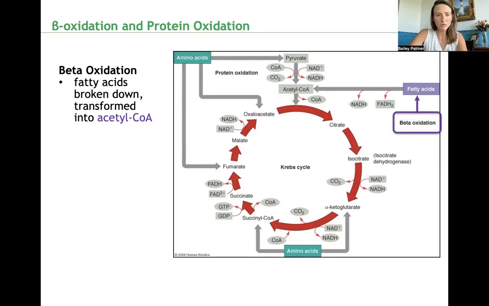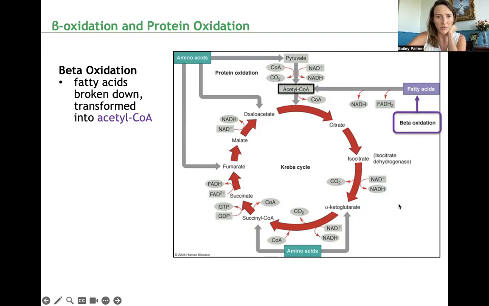For beta oxidation, we'll talk about the process of taking fatty acids that are stored as triglycerides, breaking them down, and turning them into fatty acids. They're transformed into acetyl-CoA directly. We'll discuss this process first and talk about how the fatty acids are hydrolyzed and broken down into acetyl-CoA, so then they can enter into the Krebs cycle to make ATP and go through the same process we just learned.